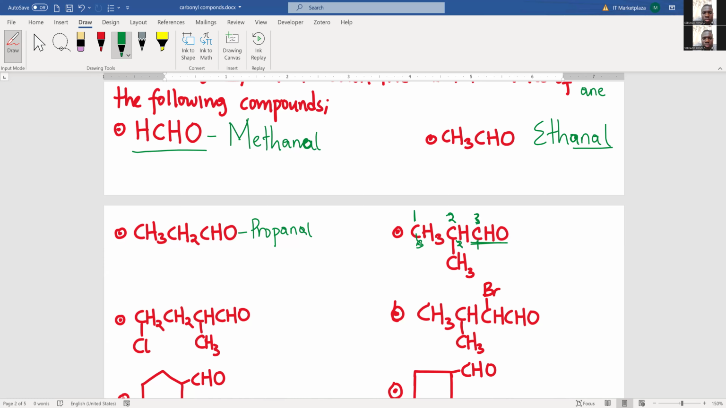On that note, if I consider the numbering down, CHO is at position 1, and at position 2, I have the methyl group. Therefore, if I don't look at the methyl group, there are 3 carbon atoms, so that is propanal. Now, looking at the methyl group, the name will be 2-methyl.